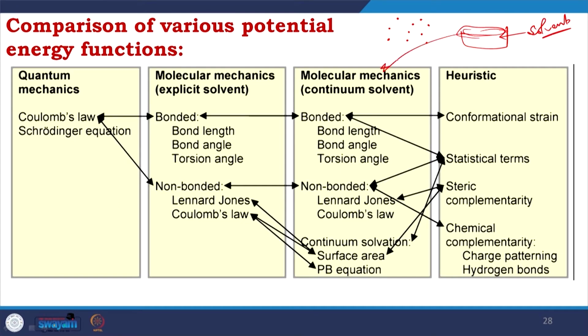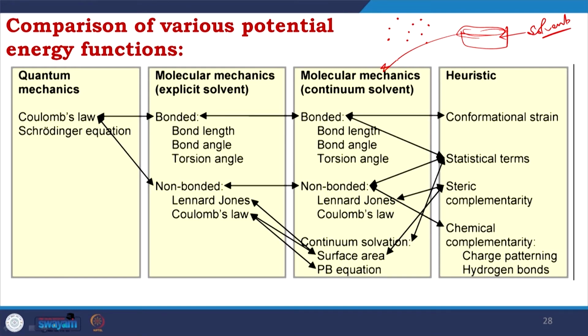So, in quantum mechanics there would be Coulomb's law, Schrodinger equation. For bonds you have to use bond length, which is stretching, bond angle, which is bending, and torsion angle or dihedral angle. For non-bonded you use Lennard-Jones potential and Coulomb's law. In molecular mechanics, this is molecular mechanics with explicit and with continuum solvent, bonded and non-bonded are the same. For continuum solvation you have to calculate the surface area and the PB equation.